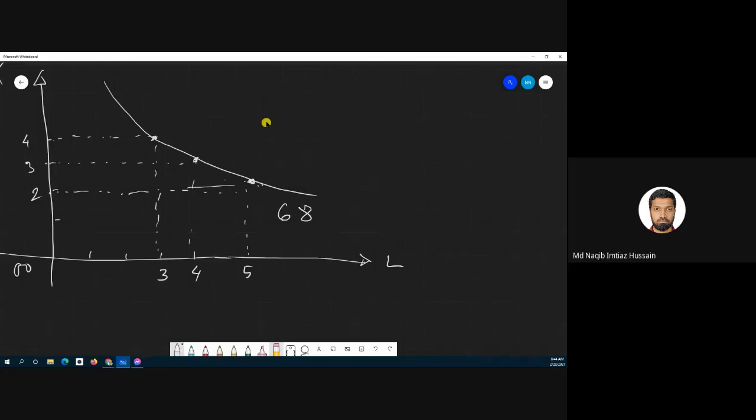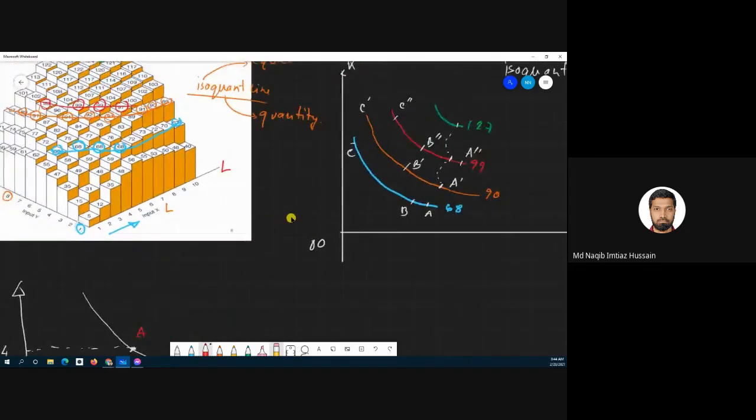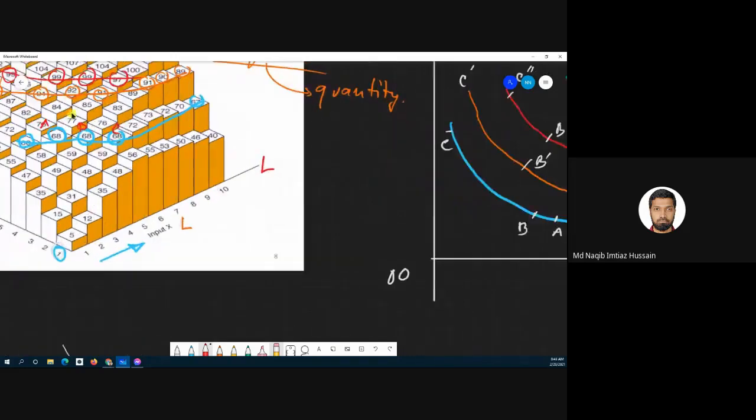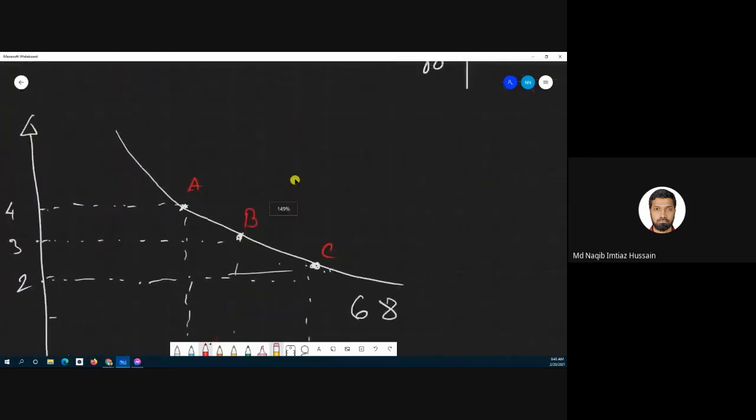So this was our point A. This is point A, B, and C, as they all correspond to these points. Can you follow? From here, you brought it to here, okay?